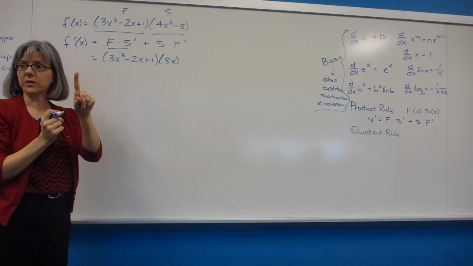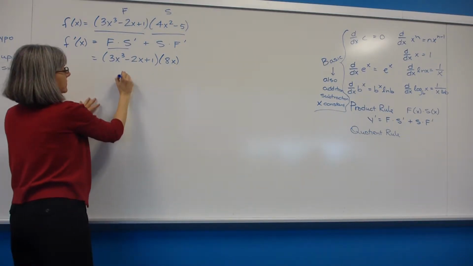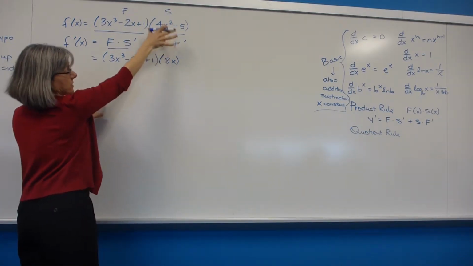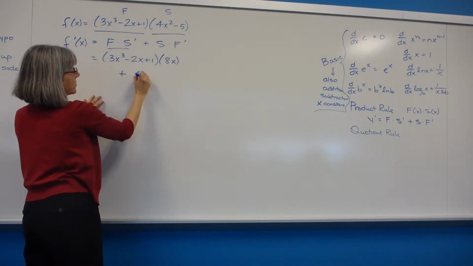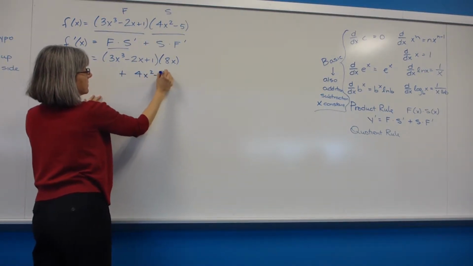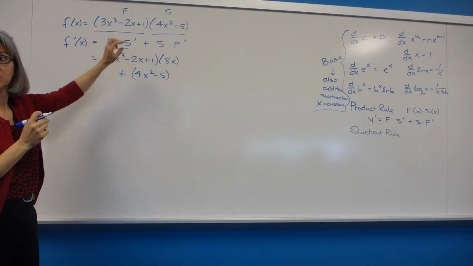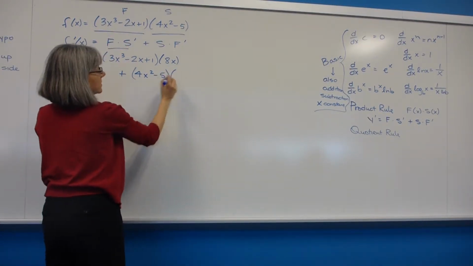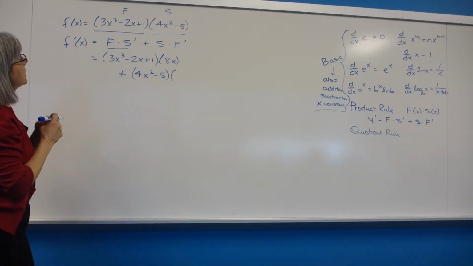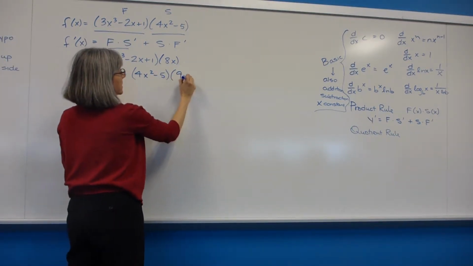I've done one of the terms. Now I need to do the second term. The second term says just write down the second function, so 4x squared minus 5 times the derivative of the first. So what's the derivative of the first? x squared. Minus 2. X squared minus 2.